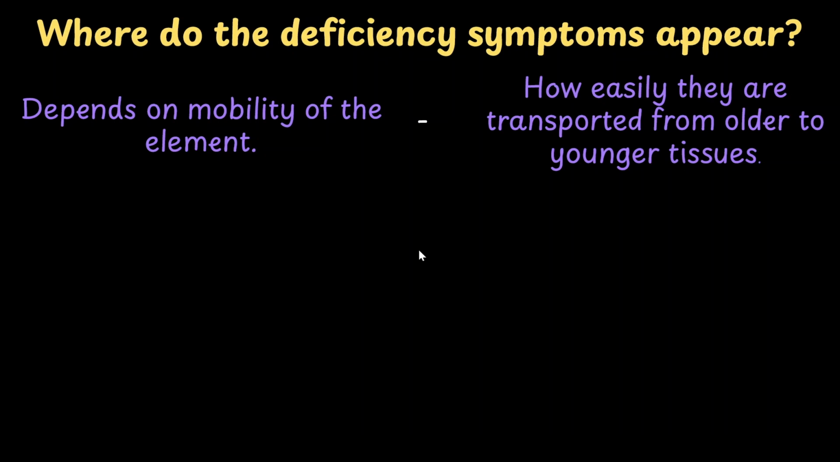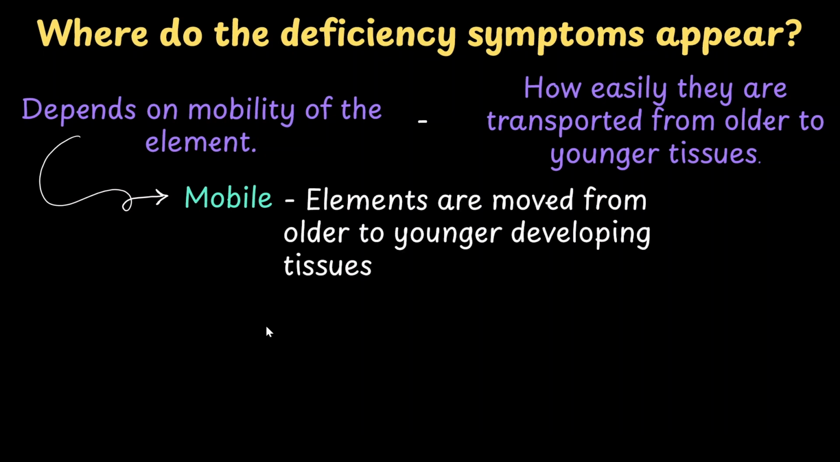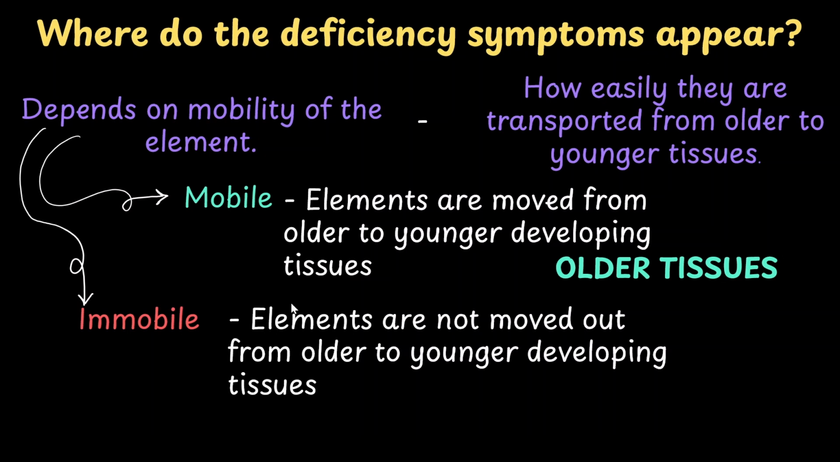But this doesn't happen equally for all elements because the mobility differs. When an element is more mobile, they are easily able to move from older to younger developing tissues. And in such cases, the deficiency symptoms first appear in the older tissues. But if the element is immobile, they are not able to move from older to younger tissues, and so the deficiency symptoms appear in the younger tissues first.